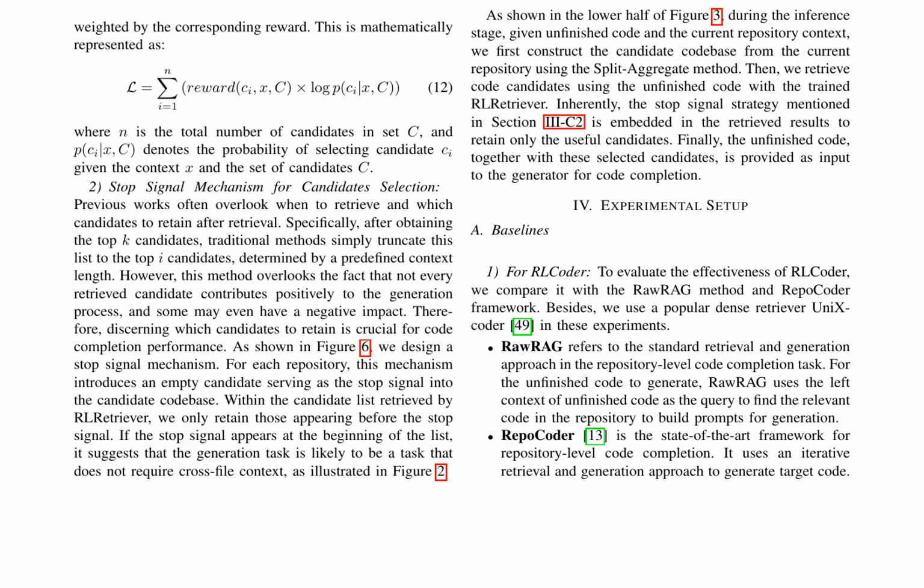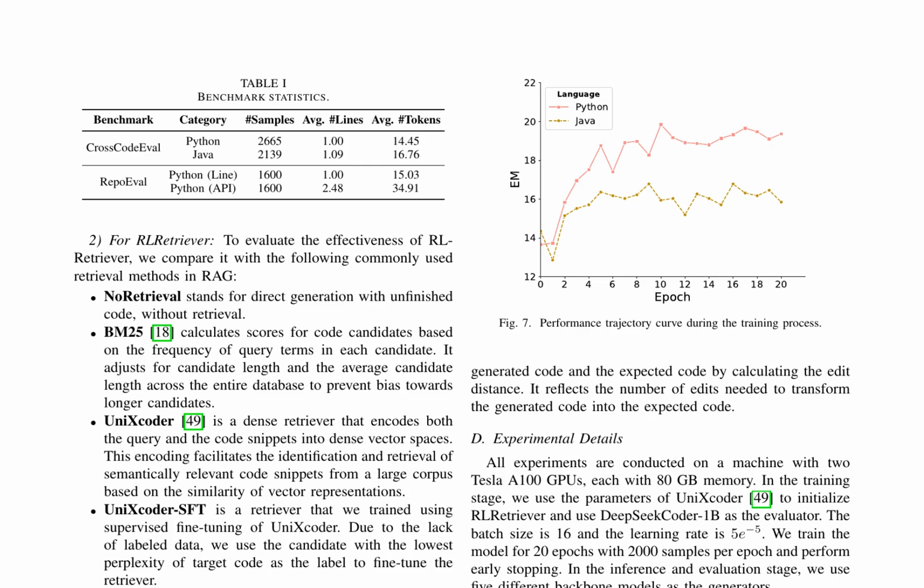The experimental setup compares RLCoder with raw RAG and RepoCoder, using a dense retriever UniXcoder as another baseline. Here is a combined summary of the 2 pages.